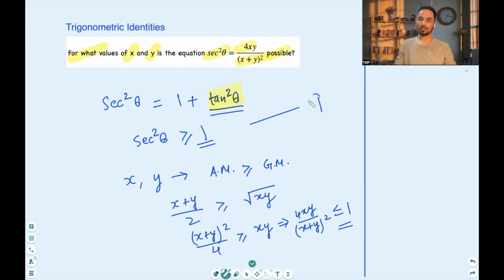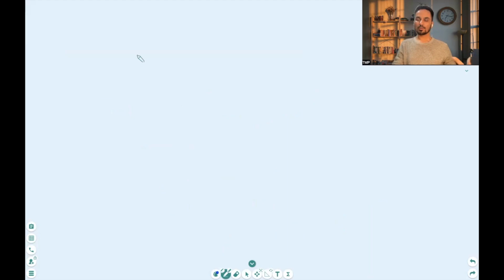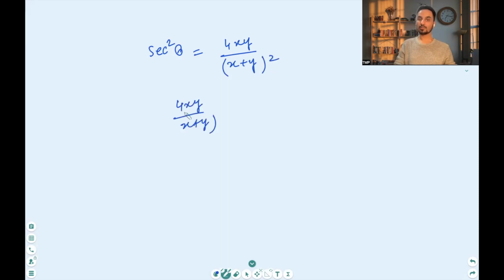So you have one inequality where sec² θ is greater than or equal to 1, and 4xy/(x+y)² is less than or equal to 1. There is only one possibility when sec² θ is equal to 4xy/(x+y)², by using 1 and 2. That is when 4xy/(x+y)² equals 1.